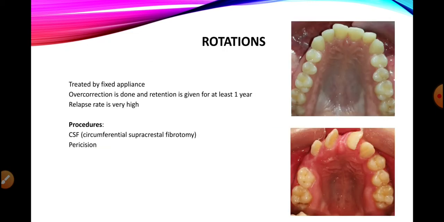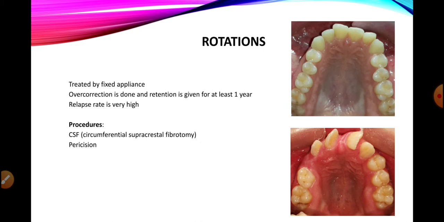Now, talking about the rotations, or individual rotations, that are present in class 1 malocclusion. When we're talking about rotation, we need to memorize that rotations are usually treated by fixed appliances, and these are one of those movements which are most prone to relapse, and that relapse is majorly because of the circular and the transseptal gingival fibers.